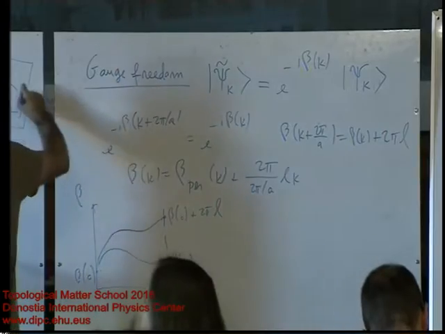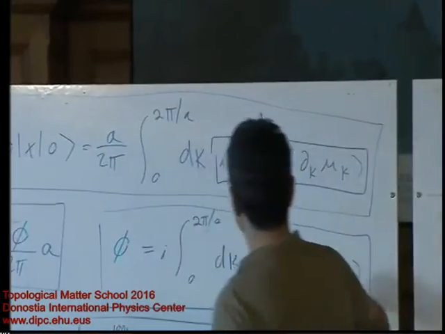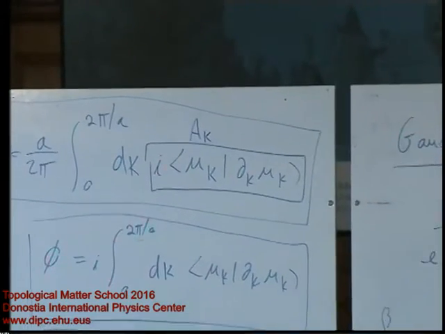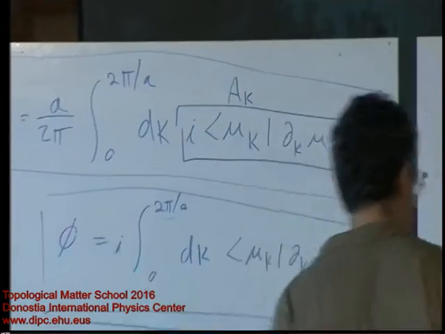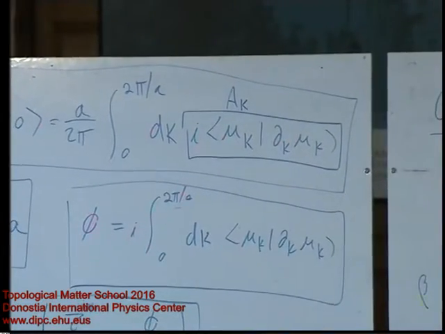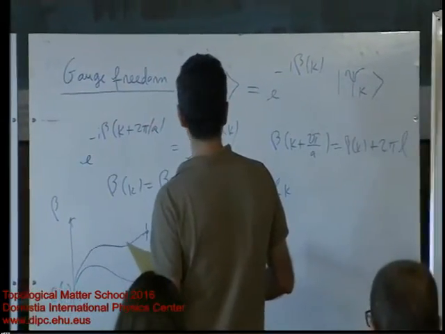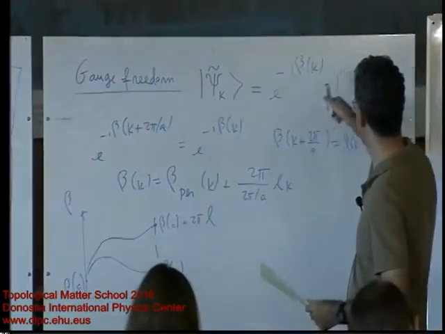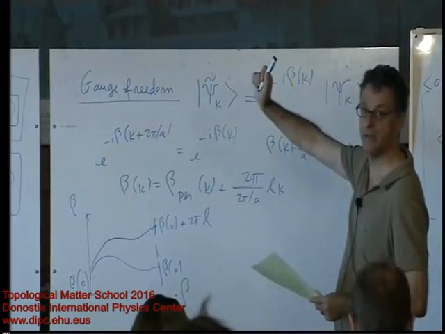Another definition, so let me just call this A of k. This is sometimes called the Berry connection. And so the Berry phase is the integral over the Berry connection. So let's see how the integrand changes before we see how the integral changes. So if the psi's change like this, the u's change in the same way. Check that.